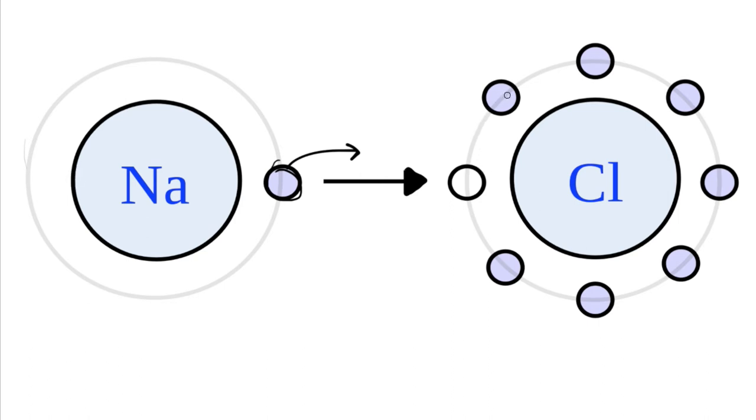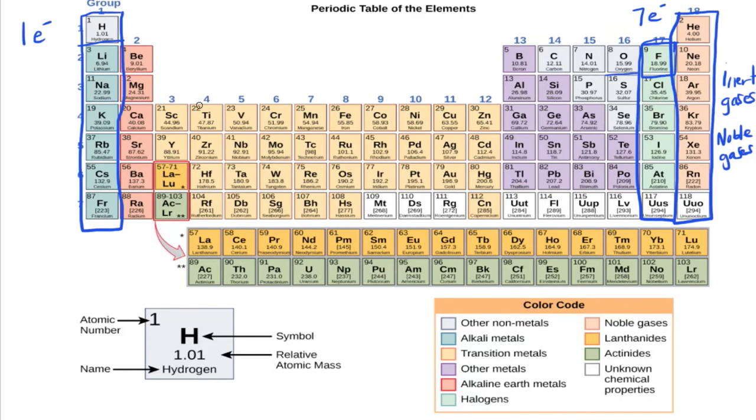Chlorine, on the other hand, has 7 electrons in its valence shell. It just needs one to be happy and have a full valence. So by accepting this electron from sodium, it has a full valence shell. Now let's look at the periodic chart, just so we can see where sodium and chlorine lie on the periodic table, and we can look at how do we determine that they actually have one valence and 7 valence electrons.